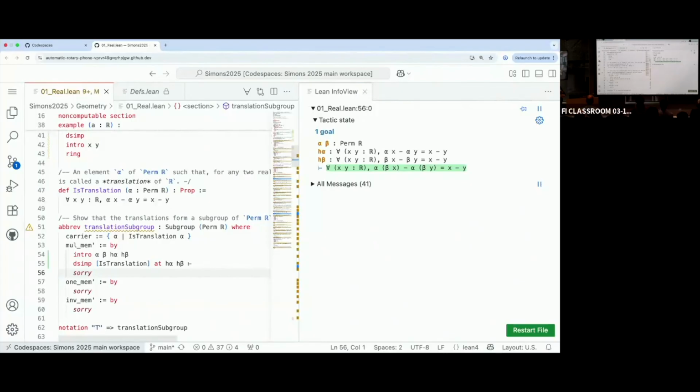So we introduced the X and Y, right? Yes. So I have a for all in the goal. So now I need to bring in some X and Y, some real numbers.